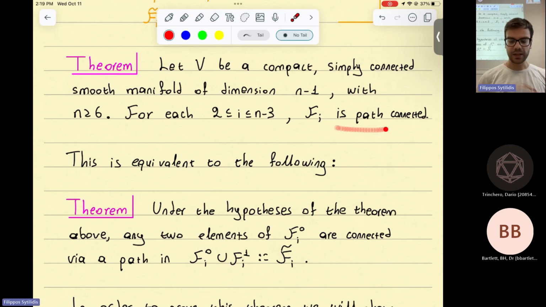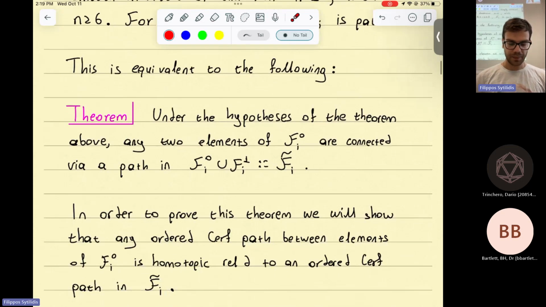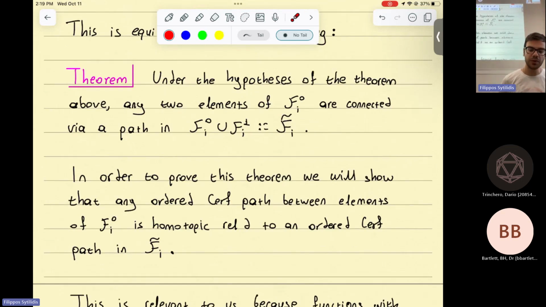That's the condition of here being path connected, basically. Okay, and that's what we're going to try and prove. And I guess in order to prove this theorem, what we're actually going to try and show is that if you give me any ordered Cerf path between excellent Morse functions in Fi, there's going to be a homotopic real boundary to an ordered Cerf path in Fi tilde. That's the thing that we will try to prove.